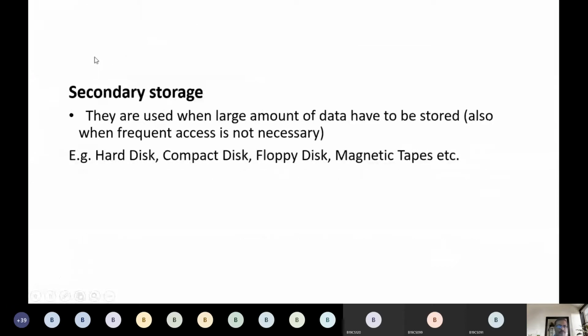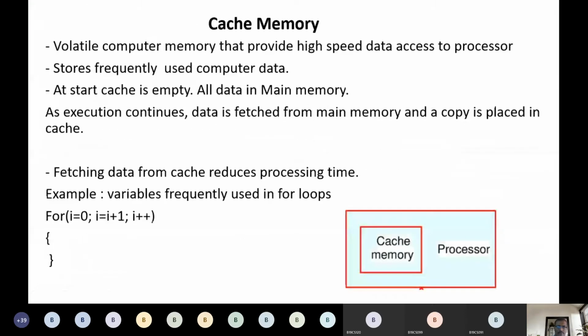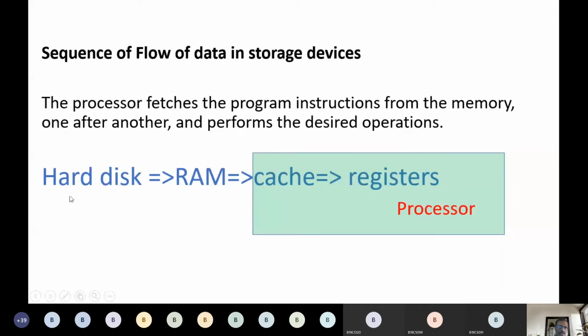Secondary storage we had seen, and cache memory also, which stores frequently accessed data, for example the variable i. We had done this hierarchy from left to right. As I said, the memory capacity decreases. The highest memory available is in the hard disk, next highest RAM, next cache, next registers. Registers have very little capacity, but the speed of accessing data is much higher in registers when compared to cache.